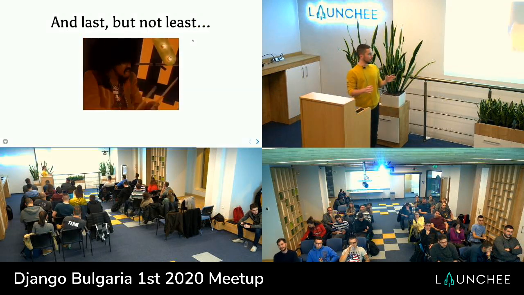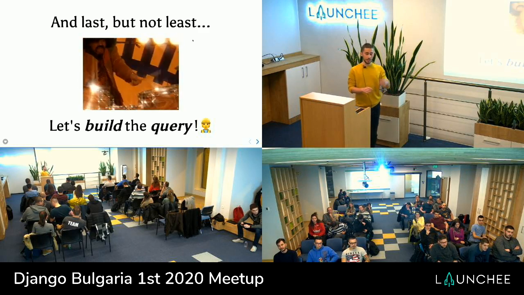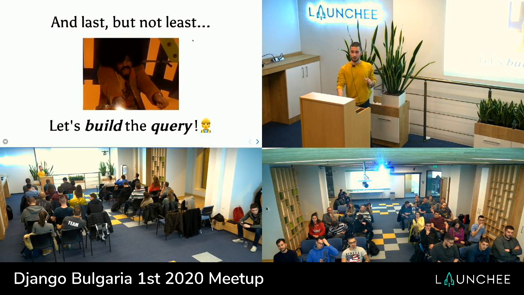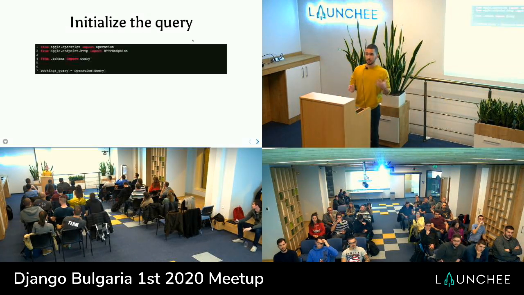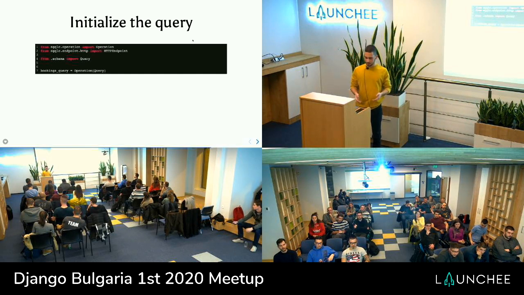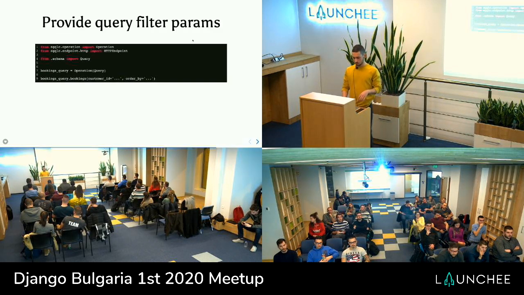But at the end, we want to actually build the query. We have constructed the classes, the inheritance, but we need to build our query. And how this is done is, at first, we need to initialize our query. To initialize, basically, you wrap it in an Operation class, which comes from the library. As I said, this is the main entry point of the program. So you attach your bookings query to an operation, which begins to construct it.